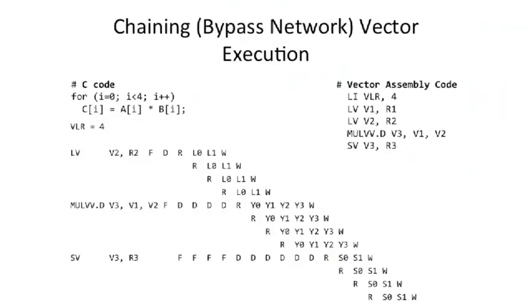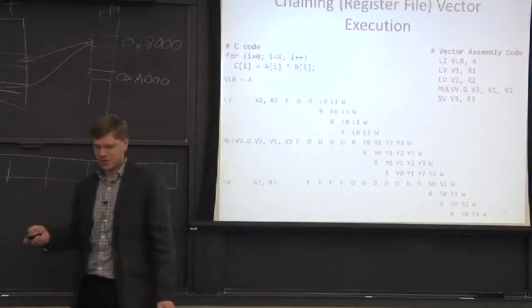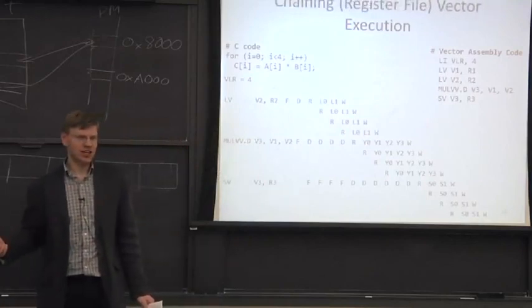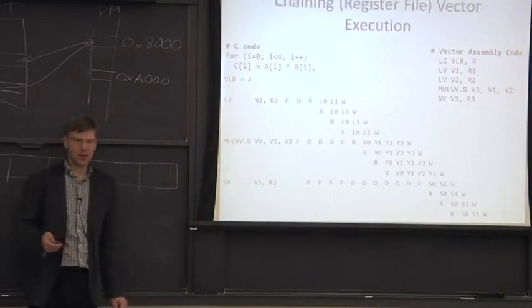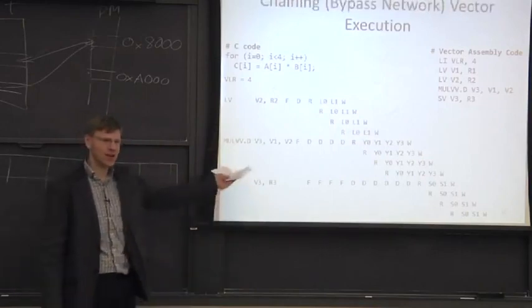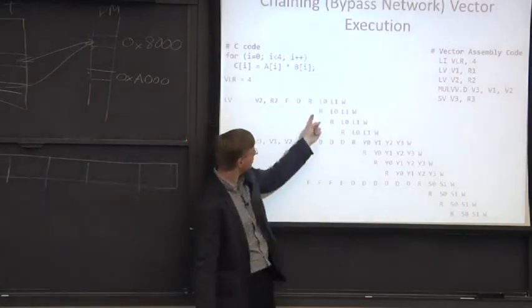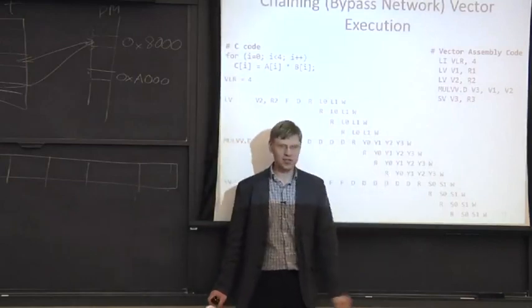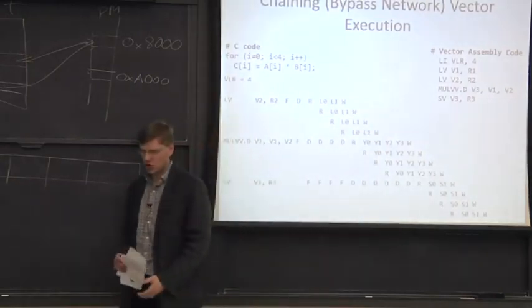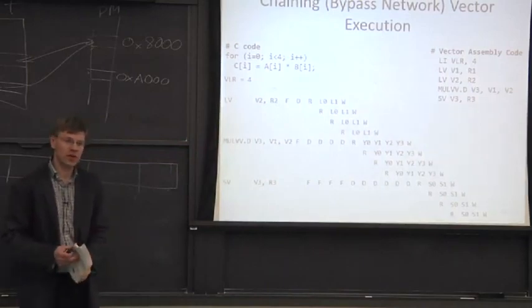OK, so now let's add chaining through the bypass network. And it didn't change. Well, what happened? That's a bummer. Nothing happened. I was expecting this to go faster. I want to make my architecture go faster here. Well, what happens is that with these R's, you start to get structural hazards on the read port of the vector register file.